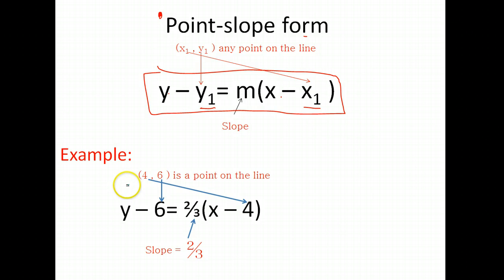So we have an example down here. Okay, y minus the y from our point was 6. So notice they replaced it right there. Equals m. This is our m. Our slope was 2/3. And x minus the x from our point, which was 4. That is how you put this together, and we're going to go ahead and do an example.